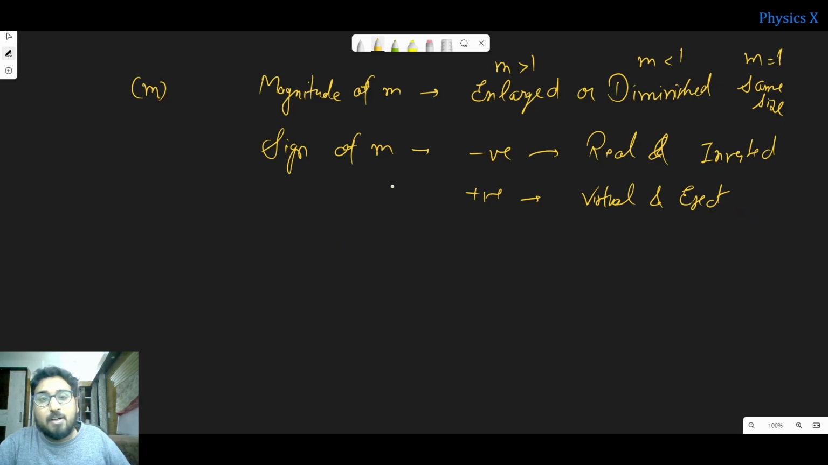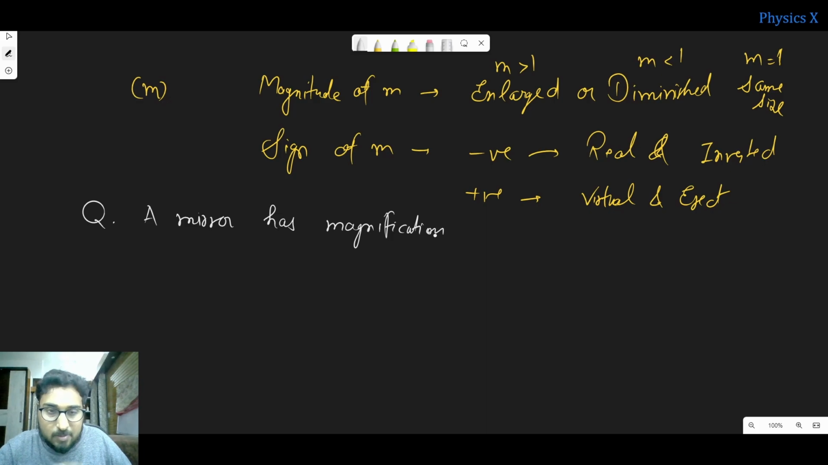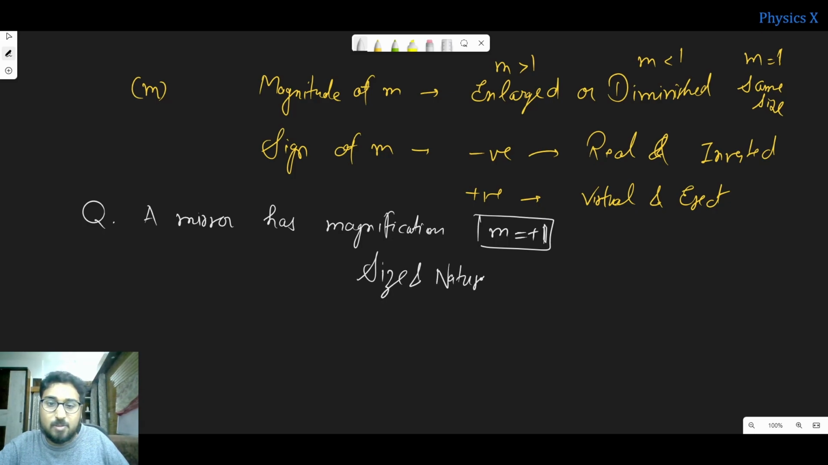So tell me, if a question is like this: a mirror has magnification M equal to plus 1. Comment on the size and nature of the image. So what will you answer?